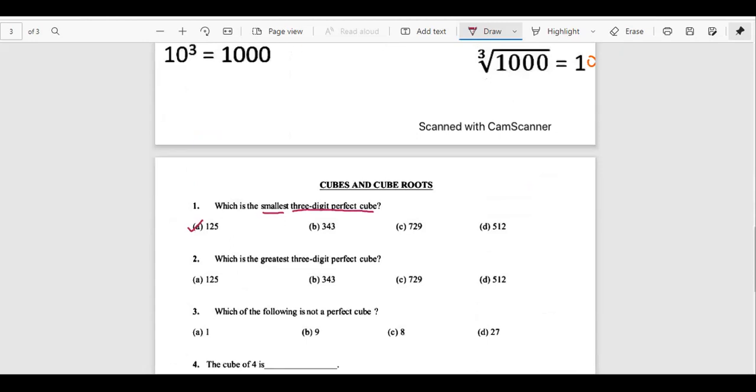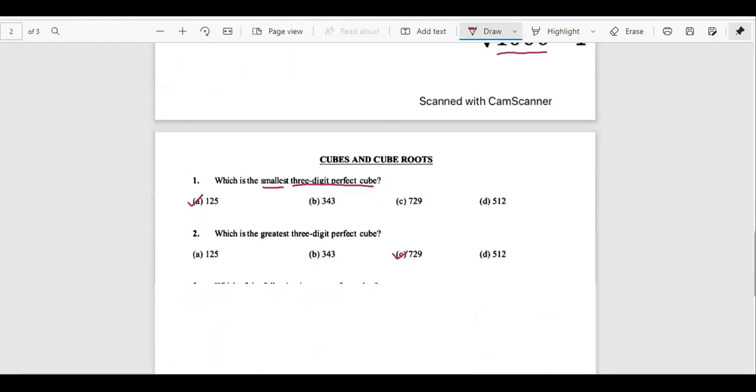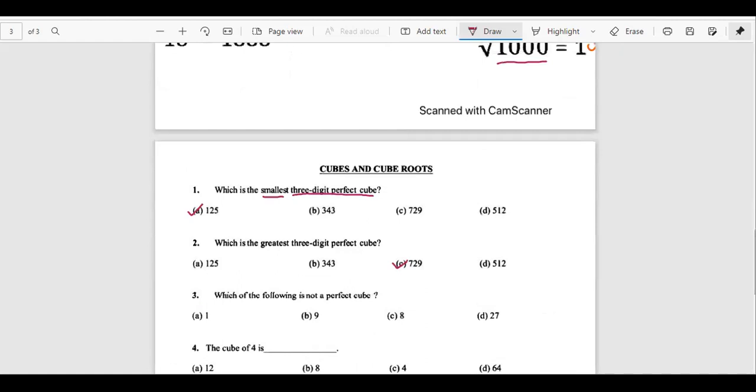Okay, let's talk about the second question. Which is the greatest 3-digit perfect cube? Greatest. Okay, now 1000 is 4-digit. 729. Yes, 729. Very good. 729.